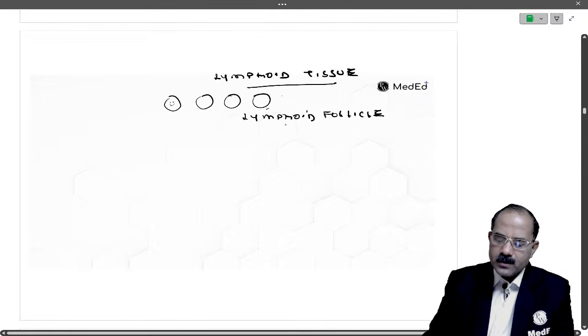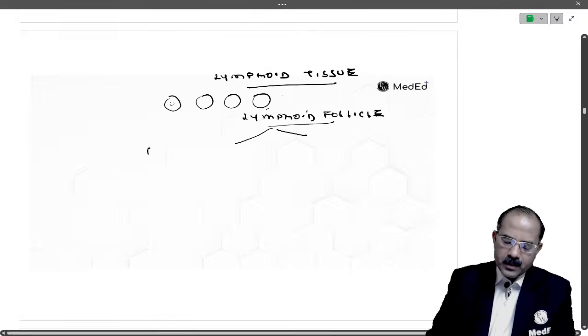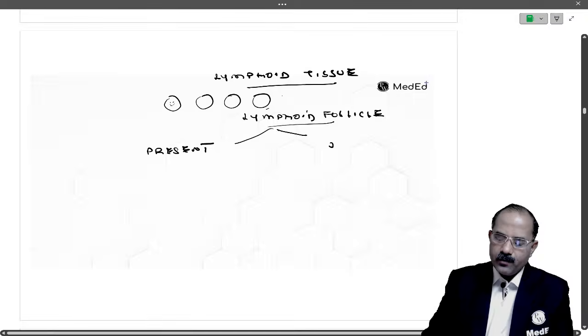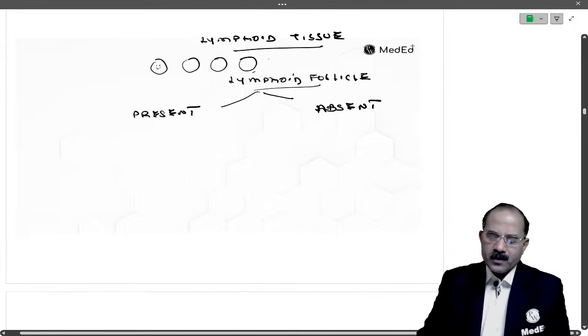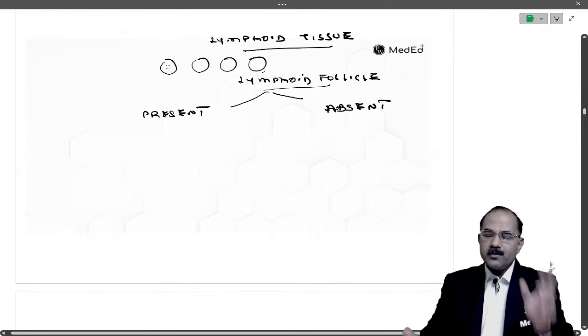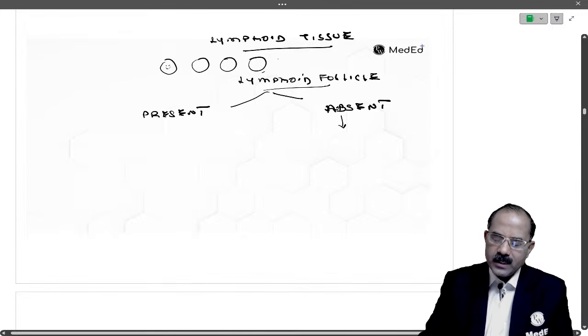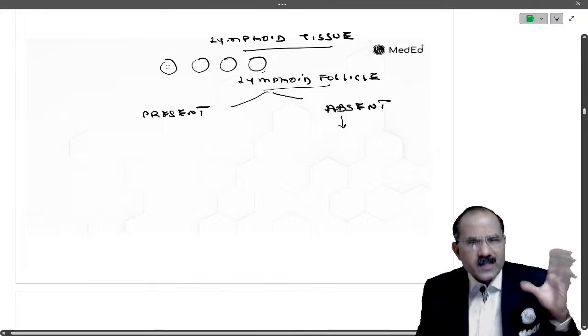Lymphoid follicles. Okay, just have a look. Lymphoid follicles present and lymphoid follicles absent. Just remember what I'm telling you. This is a very simplified way. So lymphoid follicles are absent. The moment lymphoid follicles are absent, but yes, you find a basophilic stained slide.